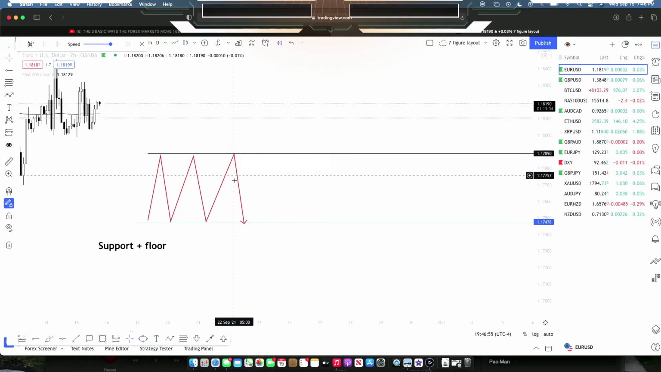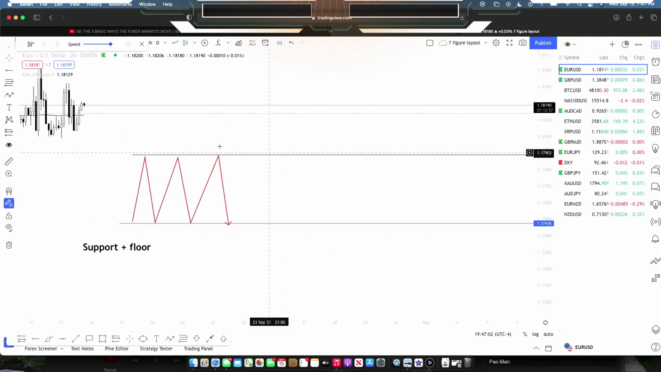Once price comes back down to your support level, you can look to take the trade to get it to go in the right direction, right? So that's going to be the support example.